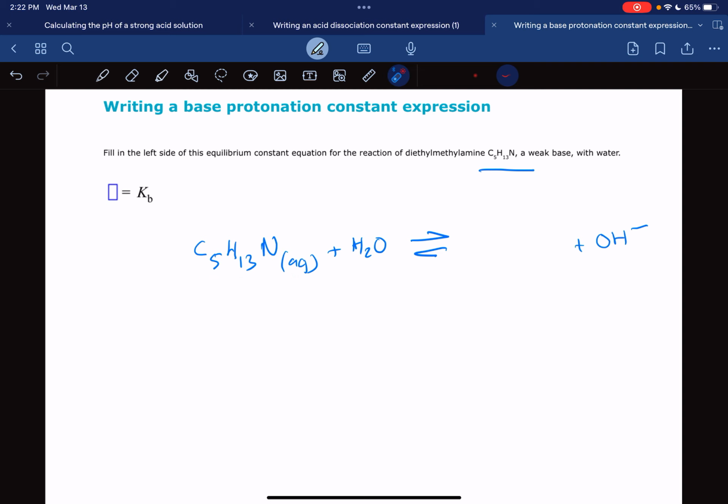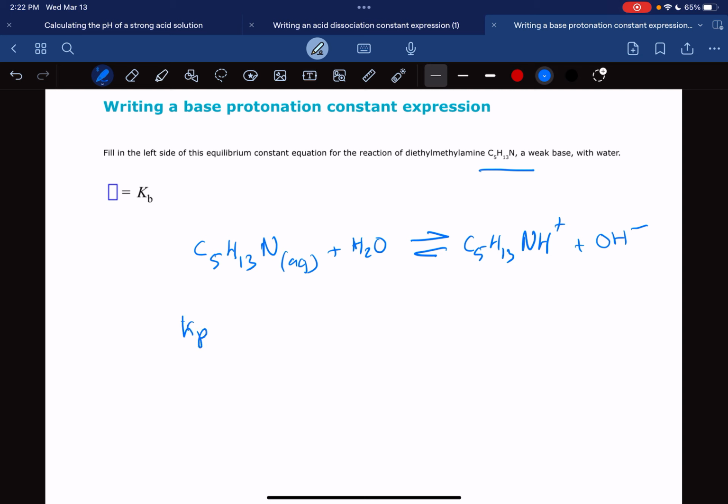So when that happens, what we're going to end up with is this whole thing, C5H13N, but it's not going to be 13 anymore. I'm going to add an H onto this. And when I do that, I end up with a plus because the H is a plus and we had a neutral thing to begin with. So how do I write all this into my expression?